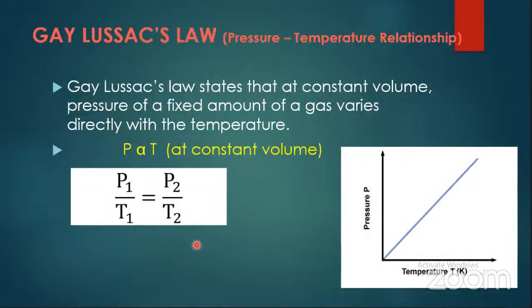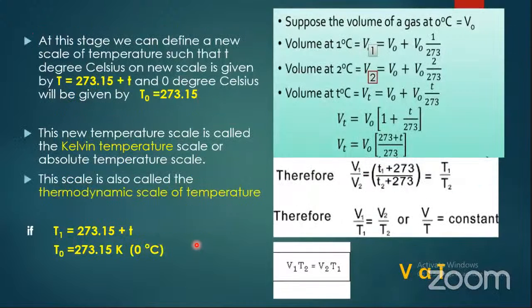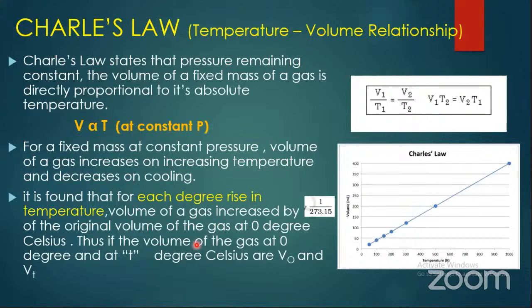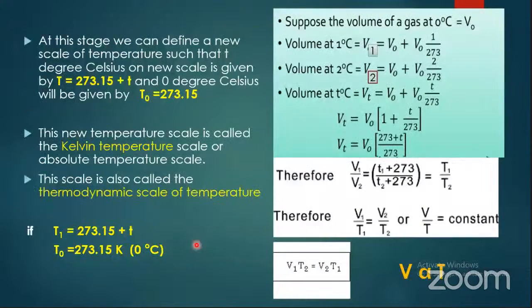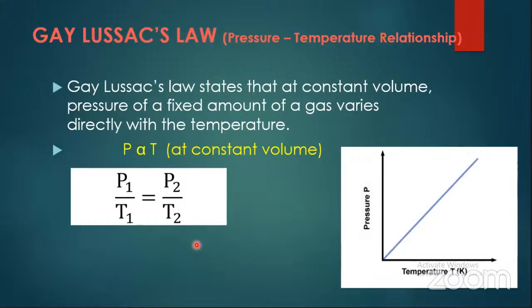So coming to Gay-Lussac's law, the third law. Very simple. At constant volume, pressure is directly proportional to temperature. So it is similar to your Charles law. At constant pressure, volume is directly proportional to temperature. Here, at constant volume, pressure is directly proportional to temperature. So here we simply conclude this: P1 by T1 is equal to P2 by T2. P by T is equal to a constant K. That equation should be there.